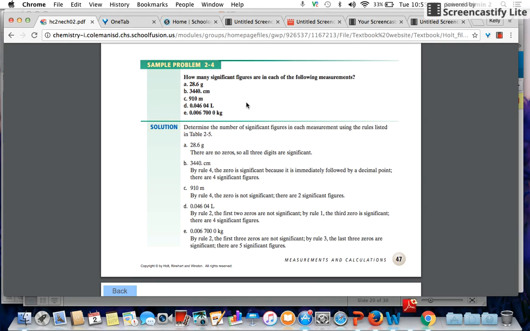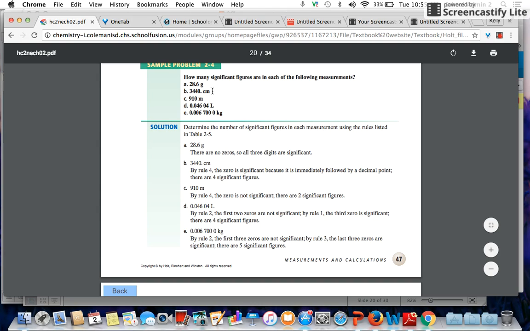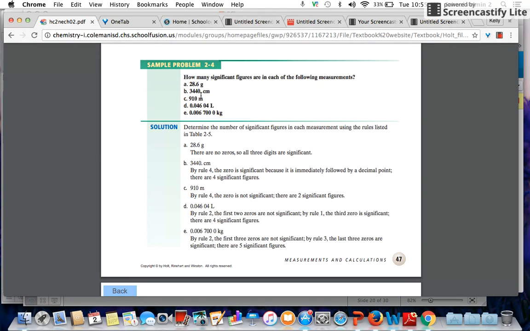Okay, for letter A, 28.6. There's no zeros here, so you don't really have to worry about the rules. You only have to worry about them if there's zeros. So you count every single digit. 1, 2, 3. 3 sig figs. Next one, there is a zero, but when there's a decimal point after that zero, that indicates that that zero is significant. So you count all of them. 1, 2, 3, 4. 4 sig figs for letter B. Next one, 910. There's no decimal point. So we're saying that zero is not significant. So there's only 2 sig figs in letter C.